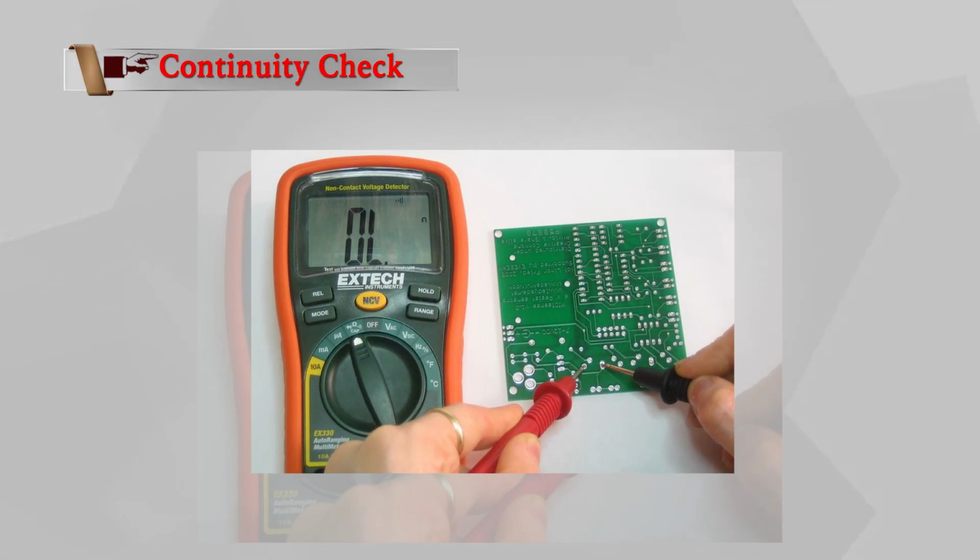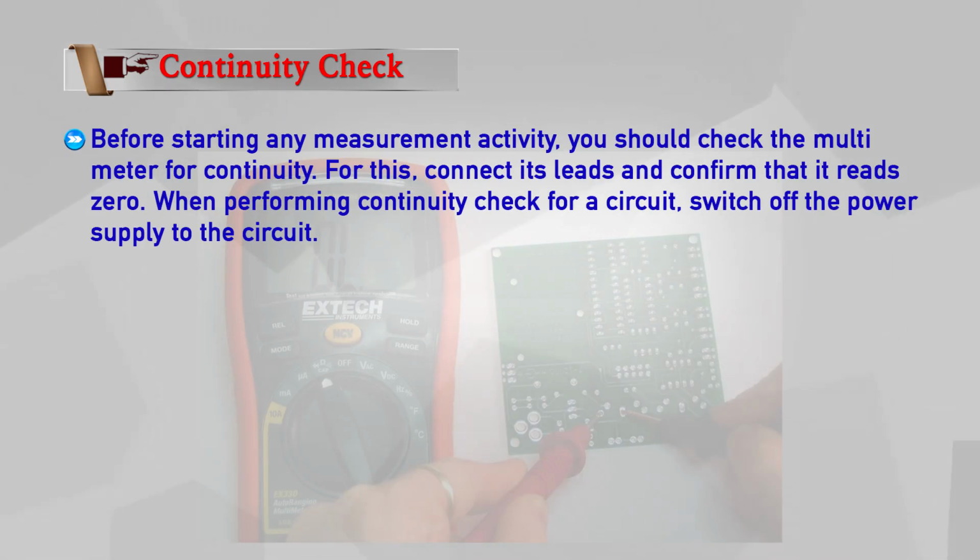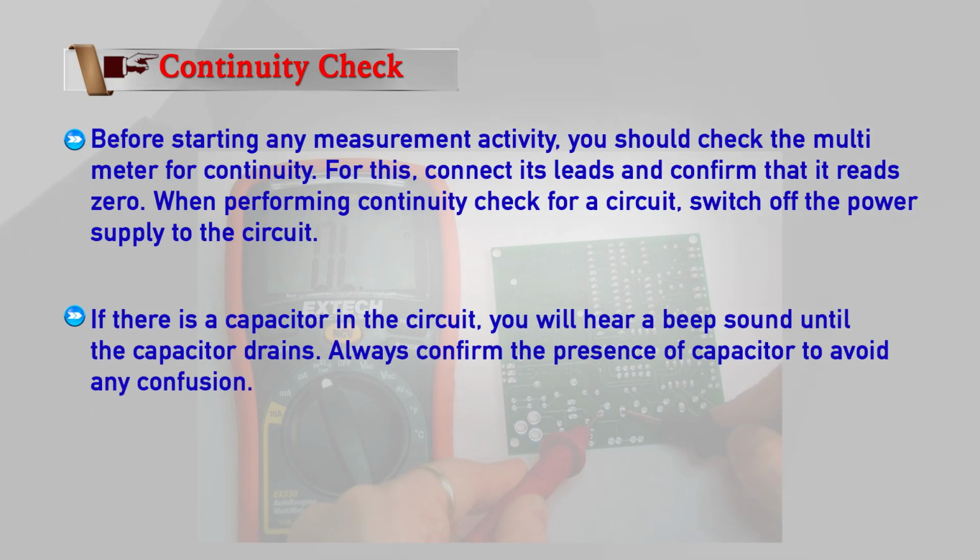Now we are going to discuss the continuity check. Before starting any measurement activity, you should check the multimeter for continuity. For this, connect its leads and confirm that it reads 0. When performing a continuity check for a circuit, switch off the power supply to the circuit. If there is a capacitor in the circuit, you will hear a beep sound until the capacitor drains. Always confirm the presence of the capacitor to avoid any confusion. If you swap the leads between red and black, the reading should not change.